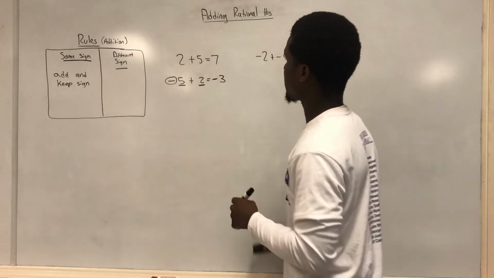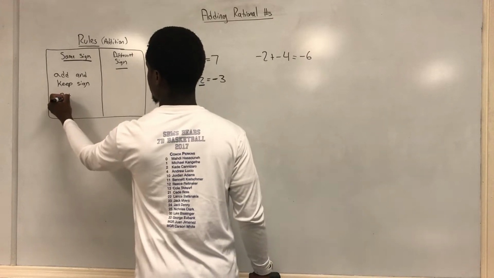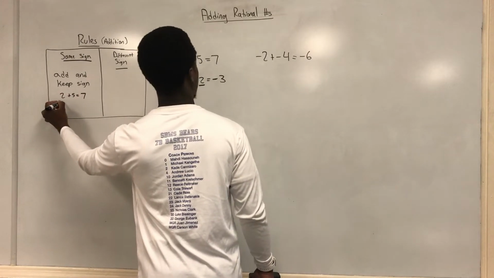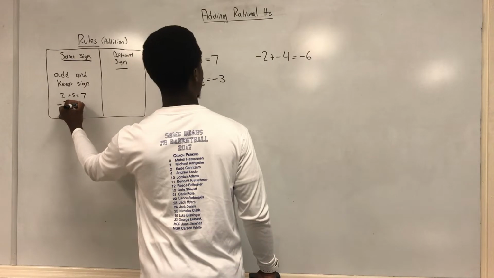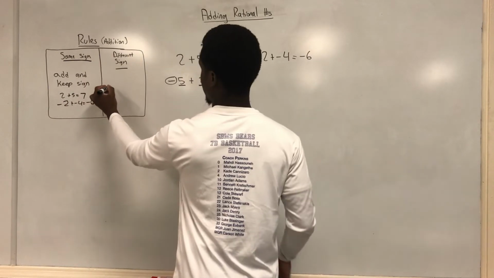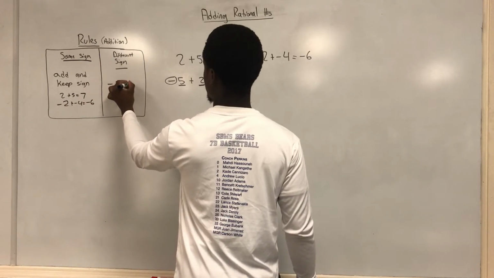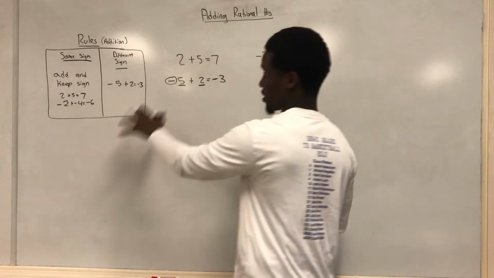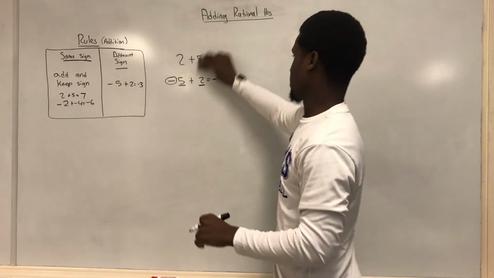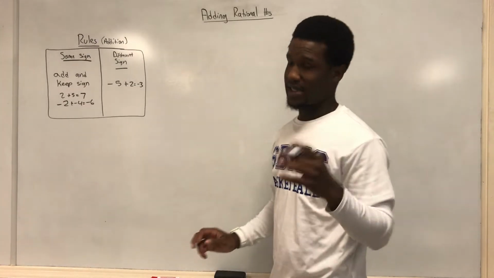Now, let's put these examples here. 2 plus 5 is equal to 7. -2 plus -4 is equal to -6. And then -5 plus 2 equals -3. So I'm just going to keep those there so that you'll understand the pattern. Now, let's get into decimals.